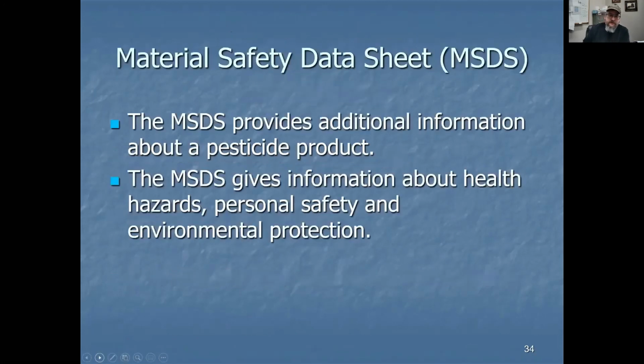These aren't always provided with your chemical. You can get it from the company. You can go online oftentimes to get a copy of the MSDS, Material Safety Data Sheet, or now they even refer to it as SDS, Safety Data Sheet. The MSDS provides additional information about a pesticide product. The MSDS gives information about health hazards, personal safety, and environmental protection.